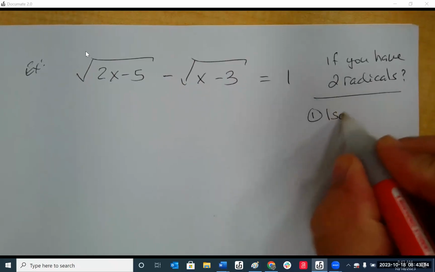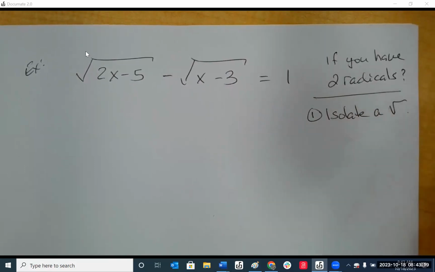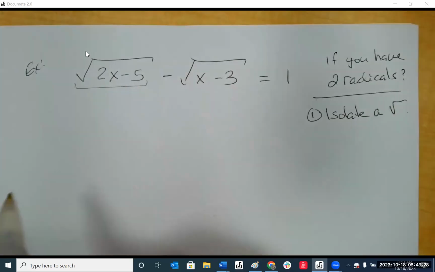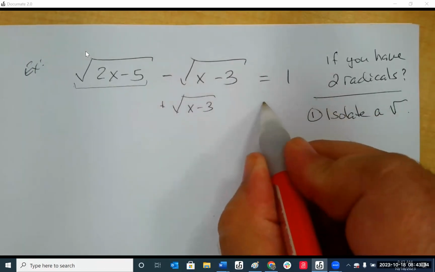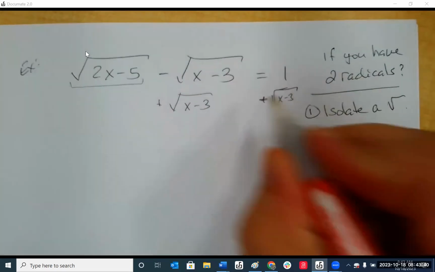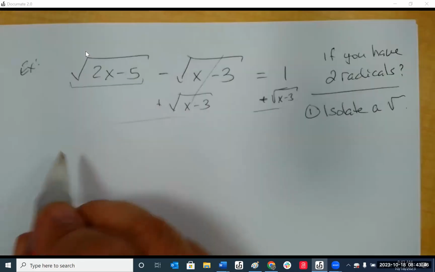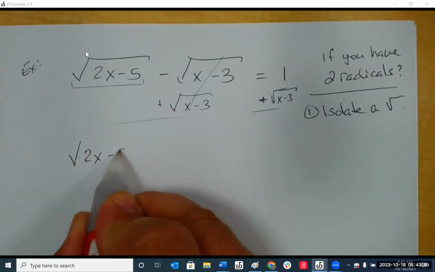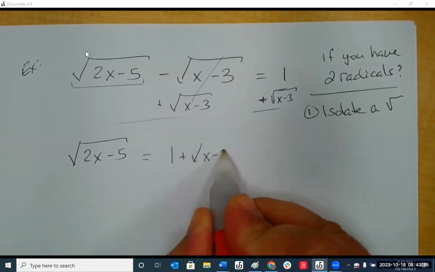First step, isolate a radical. Either one, doesn't matter which one you want to isolate. So let's leave this one alone. So we do that to both sides. Subtract, or add, radical x minus 3 to both sides. So radical 2x minus 5 is equal to 1 plus radical x minus 3.